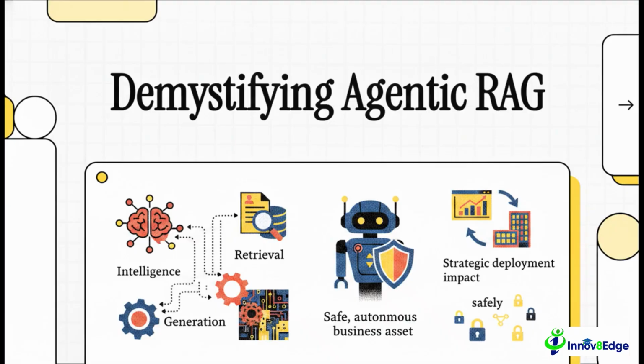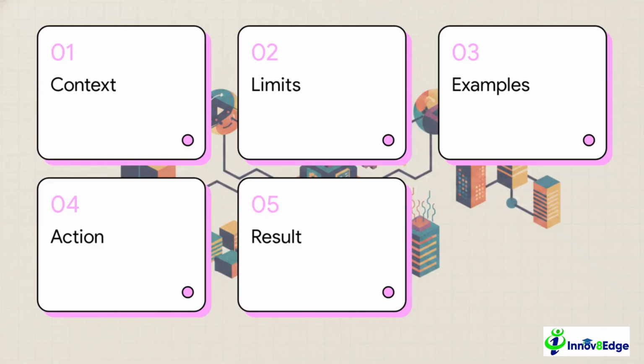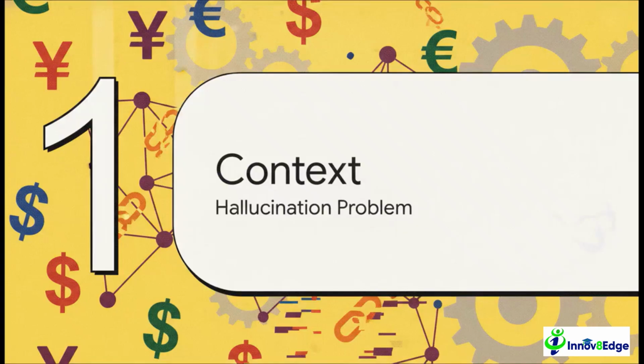Let's get into it. To keep things crisp for our executive audience today, we're using the CLEAR method to guide our analysis. We'll be hitting 5 key areas. 1. Context, the hallucination problem. 2. Limits, why naive RAG fails. 3. Examples, agentic RAG in action. 4. Action, strategies for implementation. And 5. Result, delivering business ROI. All right, part 1, context, the hallucination problem.